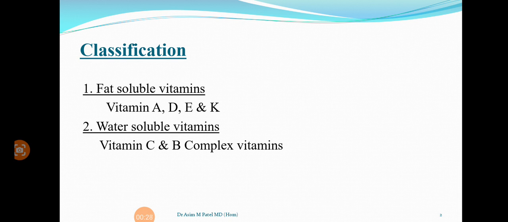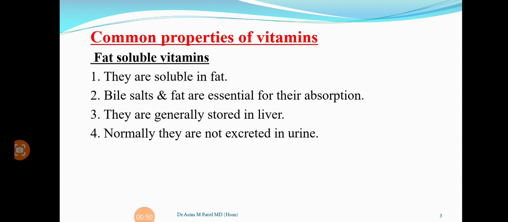Classification of vitamins. Vitamins are classified basically into two types. They are fat soluble vitamins and water soluble vitamins. Fat soluble vitamins are vitamin A, D, E, and K, whereas water soluble vitamins are vitamin C and B complex vitamins. The common properties of vitamins.